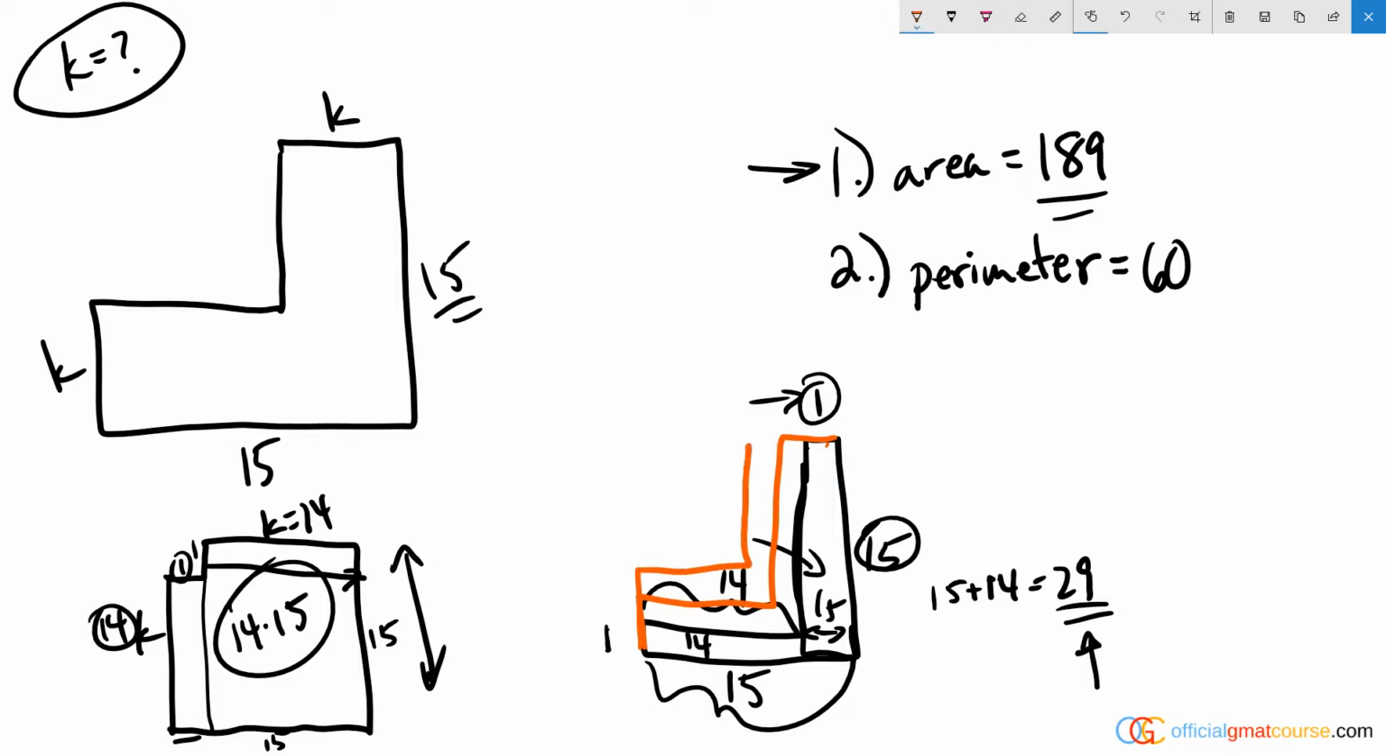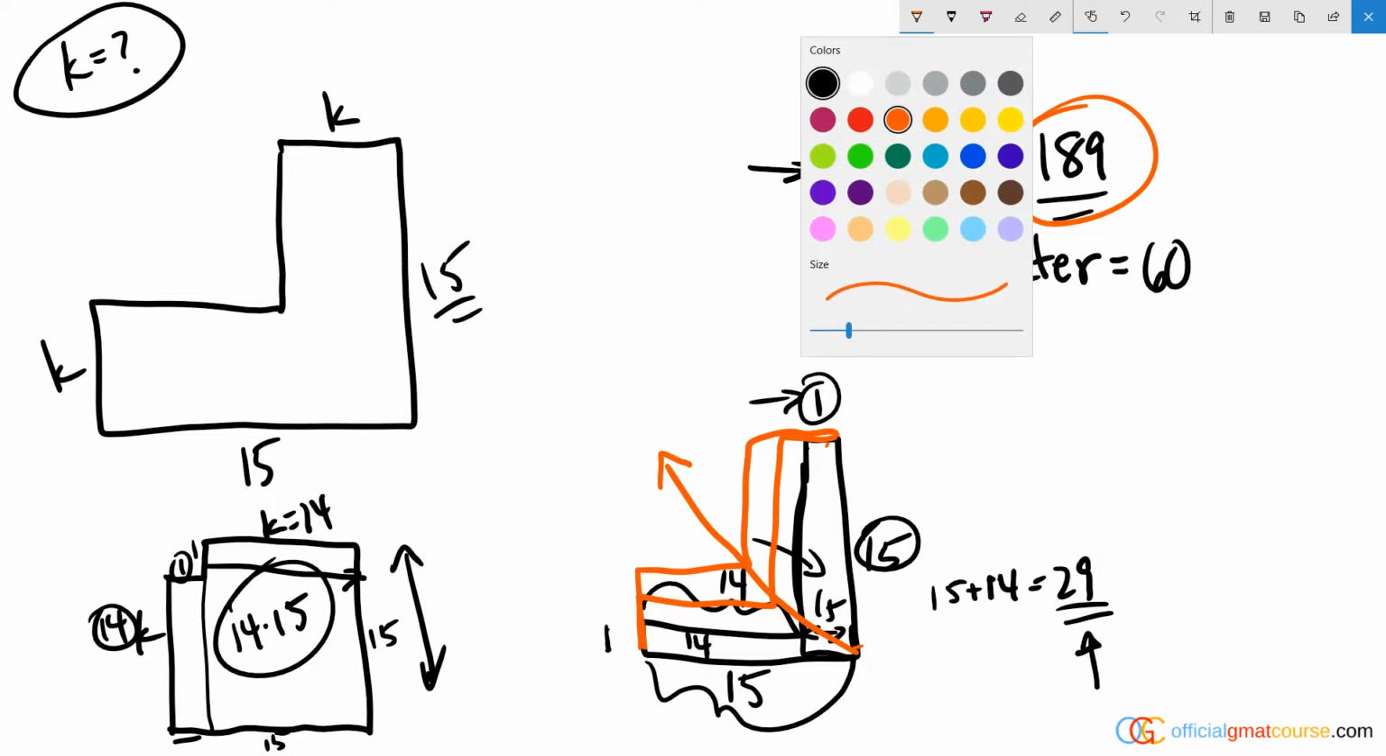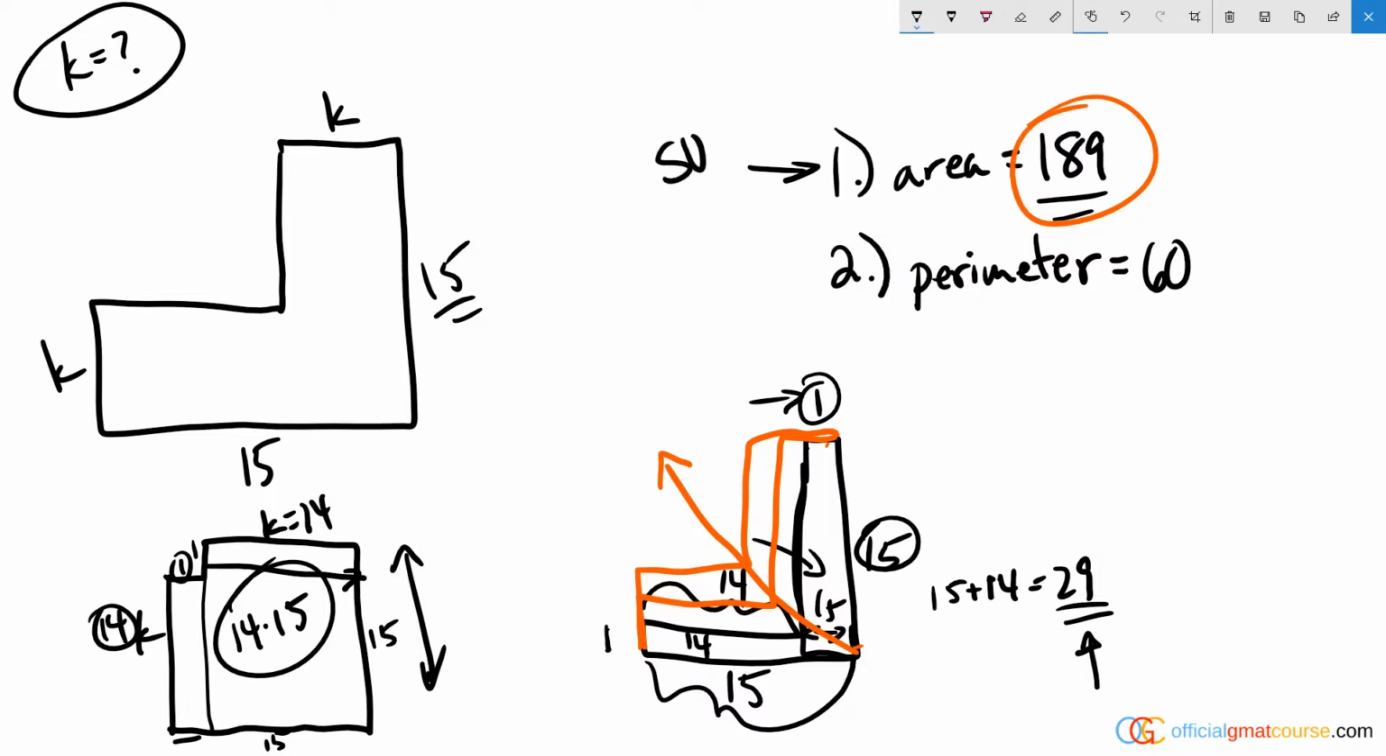And there will only be one exact point at which we get exactly an area of 189 because as K increases, the area is increasing. So we'll hit 189 when K equals something specific, and then we'll blow right by it and have a larger area if we keep increasing K. So that means there's only one specific K related to each area, and that means that there's only one specific K for 189, which means this is sufficient.